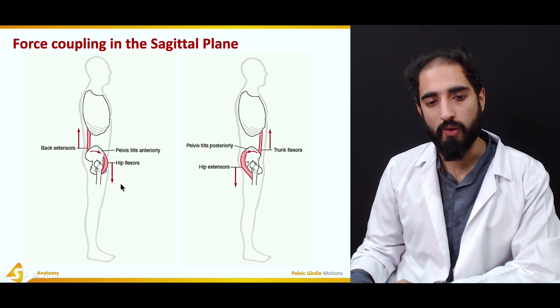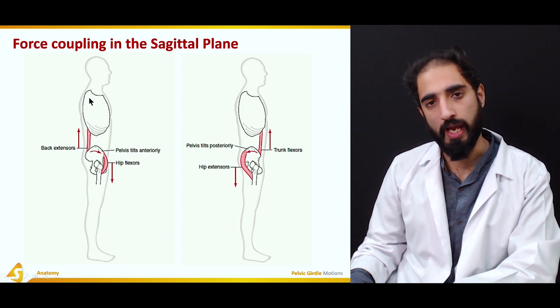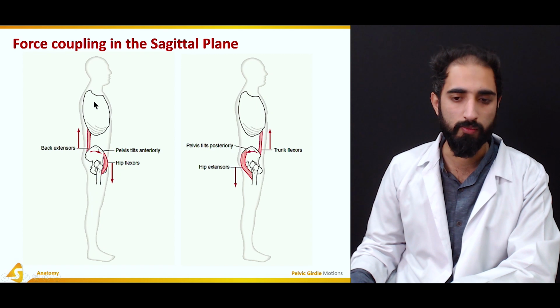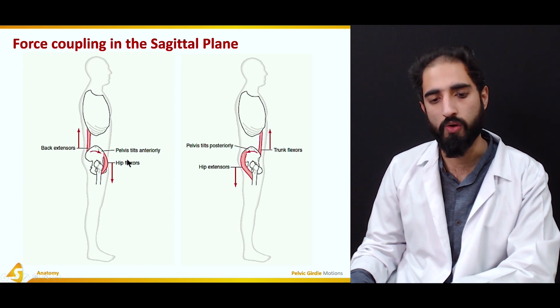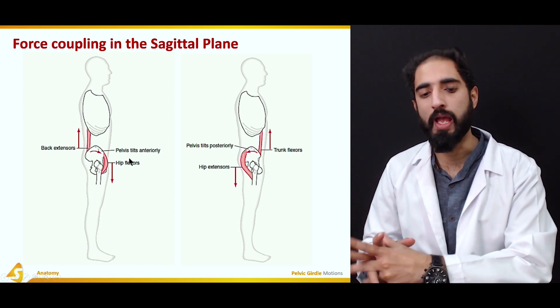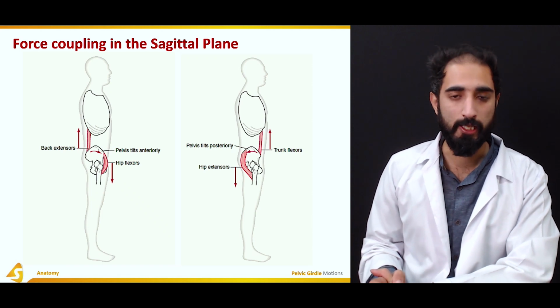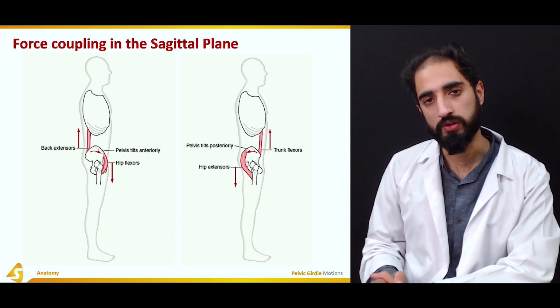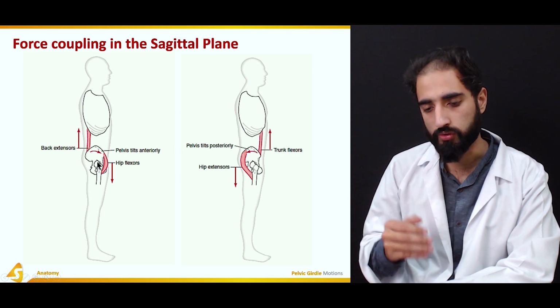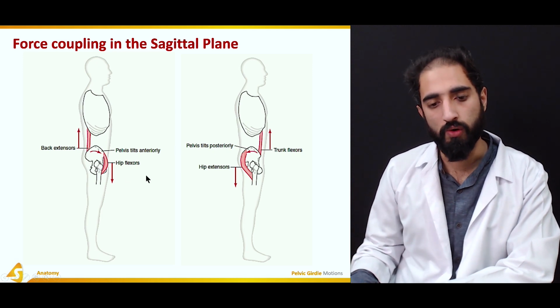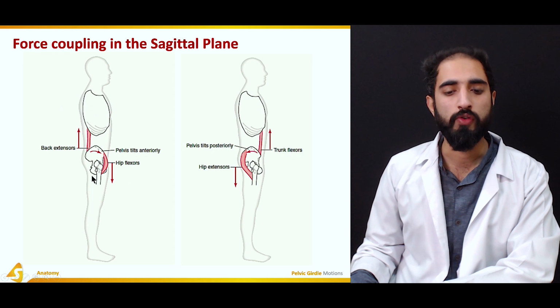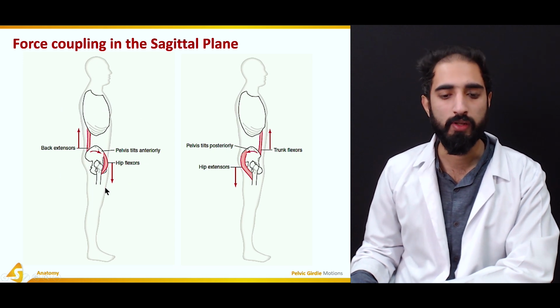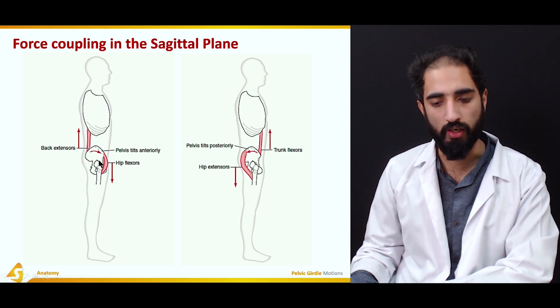Now, moving on, what is actually the force coupling that is occurring in the sagittal plane for the anterior and posterior pelvic tilt? It is very important to understand because a disruption in this force coupling actually results in the lower cross syndrome. And what is lower cross syndrome? We're going to talk about it in detail. So there are actually two different couples. One couple is trying to tilt the pelvis anteriorly, and one couple is trying to tilt the pelvis posteriorly.